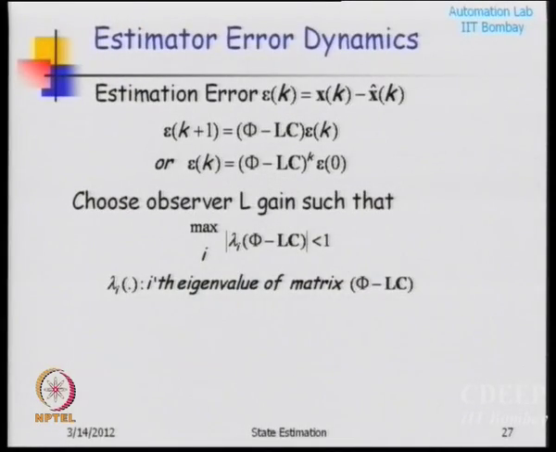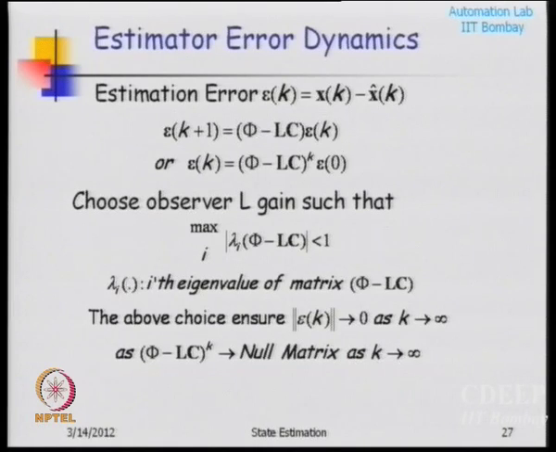Okay. So this is my first criterion. I want eigenvalues of phi minus LC to be inside the unit circle. And if that happens, then the error will go to 0. Now what is very, very important is that the error will go to 0 if you choose L such that this condition is satisfied, irrespective of the initial guess that you give. You make a completely wrong guess, doesn't matter. As long as this condition is satisfied, whatever initial guess you give, the error will go to 0 after some time.